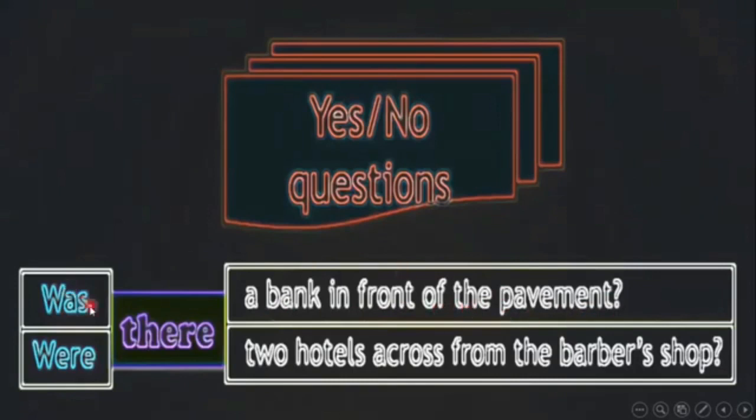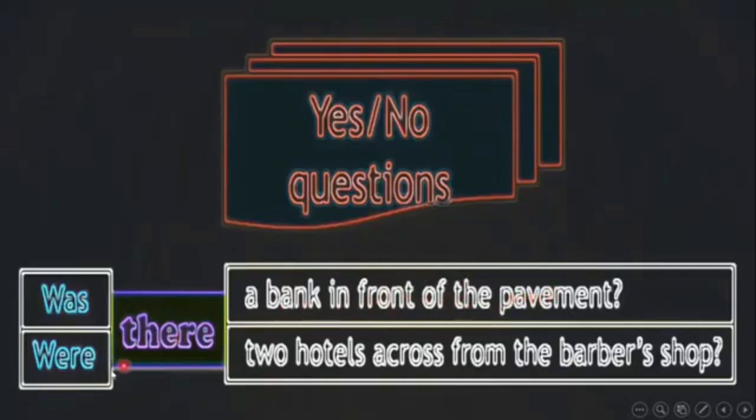Here also, my students, look at this noun. This is a singular noun. This noun begins with a. This means that also in the question with was, we must use a singular noun. Was there a bank in front of the pavement? هل كان يوجد bank in front of the pavement أمام هذا الرصيف?